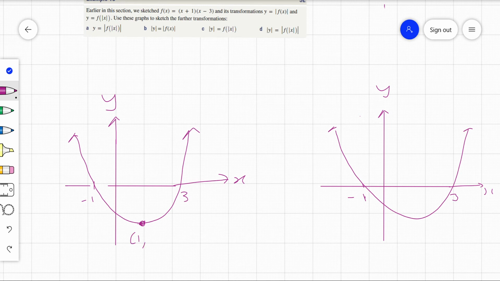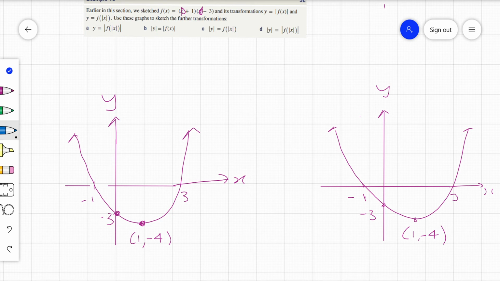If I sub 1 into there, I get 2 and minus 2. 2 times minus 2 is minus 4, so that's minus 4. Also, my y-intercept, if I sub 0 in, I've got 1 times minus 3, so that's minus 3. That will help us figure out the changes that we need to make. So let's look at the first one.